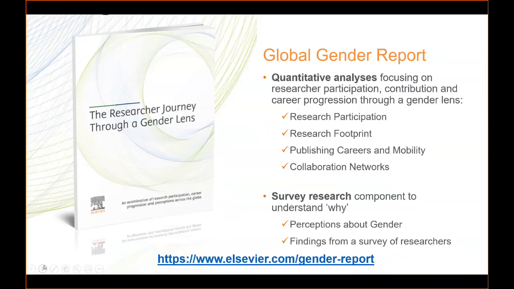The first study is the Researcher Journey Through a Gender Lens, which you can find available at this URL. It's a culmination of analyses examining gender in research participation, career progression, and networks across the European Union and 15 countries globally in 26 different subject areas across all disciplines in the social sciences, the life sciences, the medical sciences, and the physical sciences and engineering. This report offers powerful insights about the role that gender plays in the global research enterprise and is intended to inspire evidence-based policy and interventions and inform further data-driven studies.